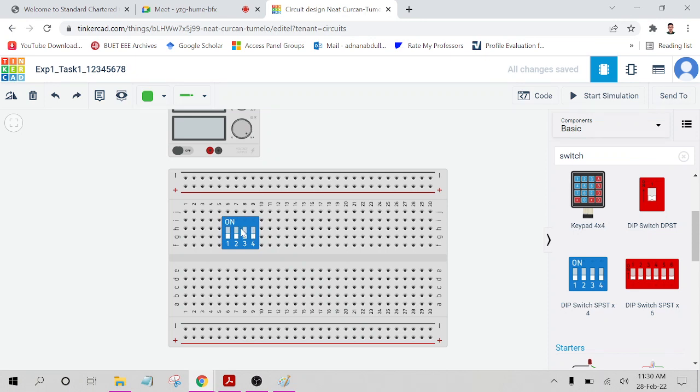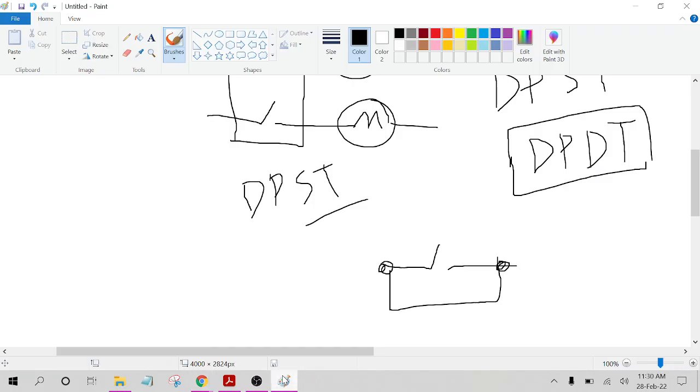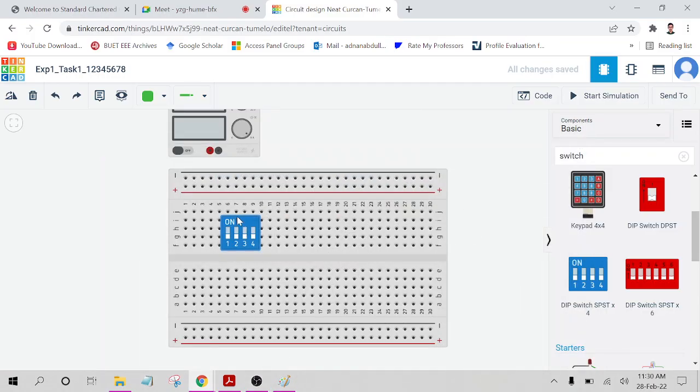So what was I discussing? Yeah, if we place the switch here, what will happen? The 2 terminals of a switch will be connected internally through the breadboard. So it doesn't matter if I turn it on or off, it will always remain on through this connection. Okay, so we cannot place the switch here or here.